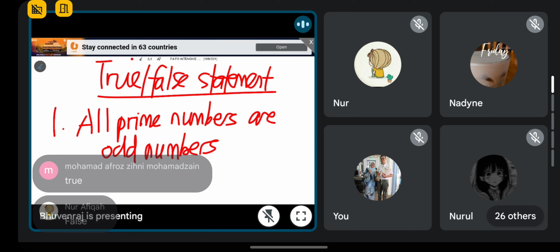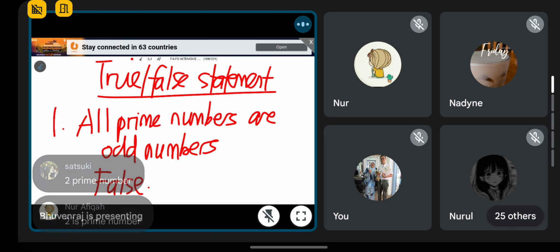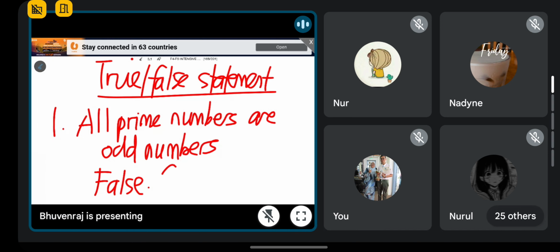Okay, correct, bagus. Salah, okay, palsu. Okay, so give me one example to show this statement is false. Beri saya satu contoh untuk buktikan jawapan kamu. To prove your answer, give me one example. Satu contoh saja. 2 is prime number. Okay, yes. Wah, dua pun bagi jawapan sama. Okay, very good. 2 is prime number.